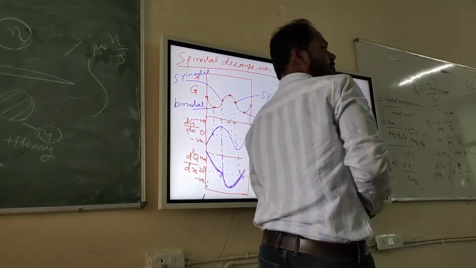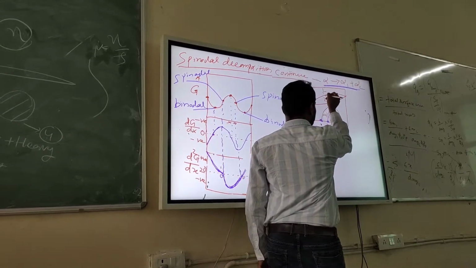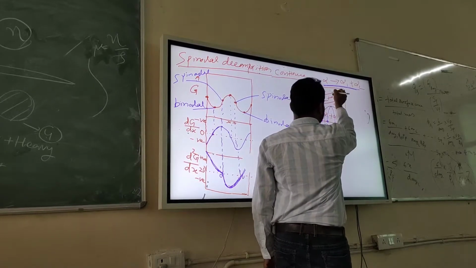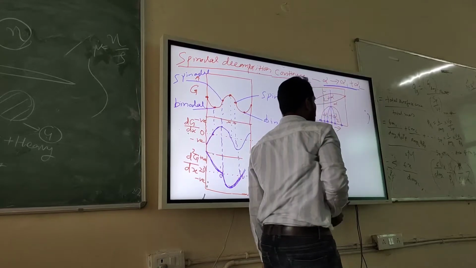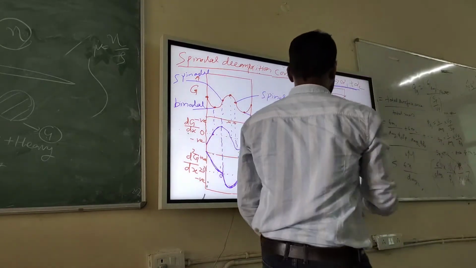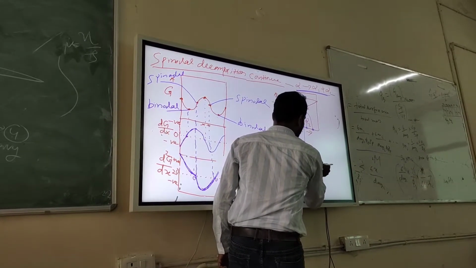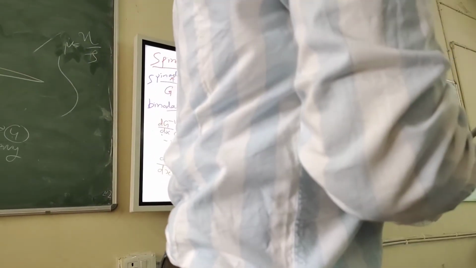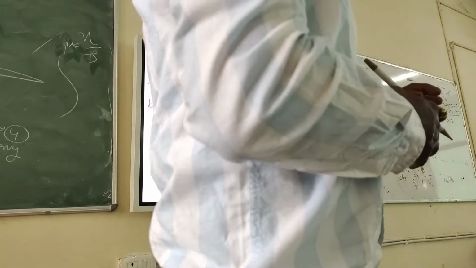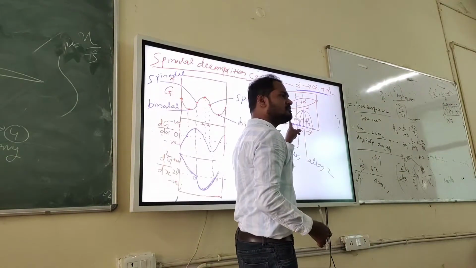Suppose we will take 2 alloys. One alloy will be of this much, and one alloy is of this much. This is the composition, this is the composition. So this is alloy 1, this is alloy 2. What is the difference between these 2 alloys? Composition difference. That means first alloy 1 is in between binodal and spinodal. You are choosing a composition which is in between.